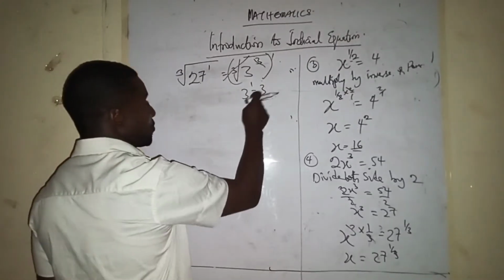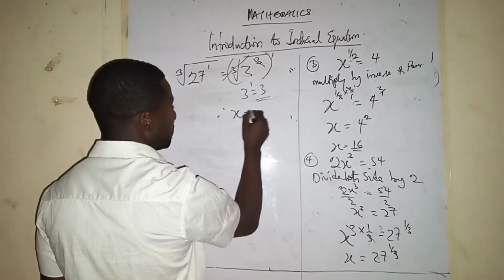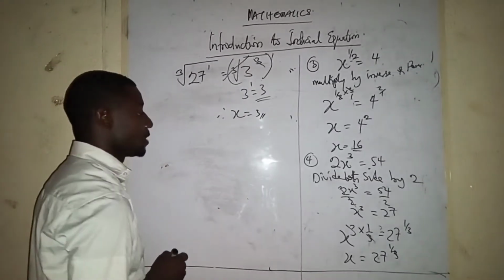3 raised by 1 is equals to 3. Therefore, x is equals to 3. Are we clear here?